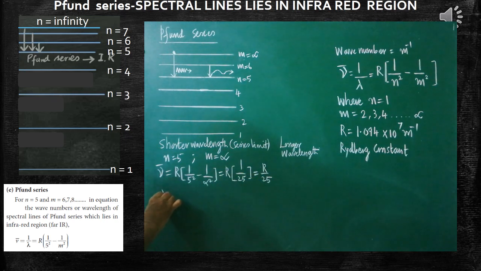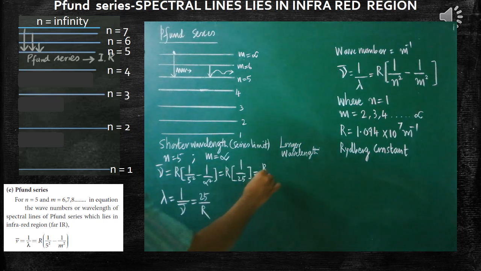How to calculate the wavelength? Wavelength is nothing but the reciprocal of the wave number, that is 25 divided by R. One thing I would like to insist: whenever you calculate the wavelength, you can easily remember that the Rydberg constant will be in the denominator. In the case of wave number, the Rydberg constant will be in the numerator. Like that you can keep all these things in remembrance.